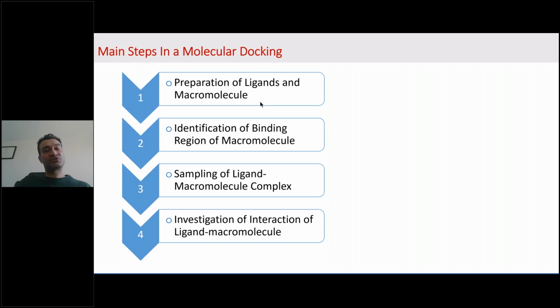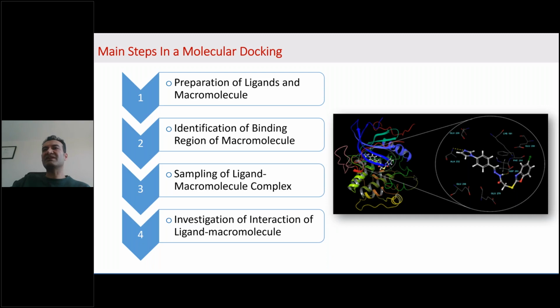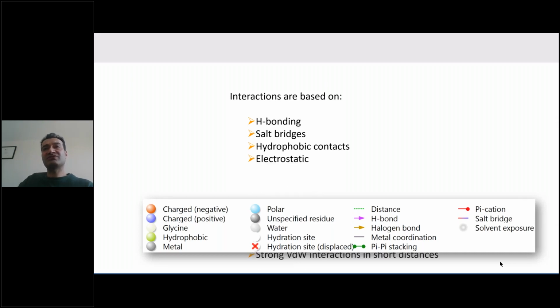And ligands also should be prepared for covering a large chemical space. You generate many conformations here. You consider the ionic states here, different ionic states. You consider tautomers here also. And then, of course, you have to identify the binding site of the protein. Then the software samples the ligand macromolecule complex. At the end, you have to analyze the results in 2D and also in 3D. Okay. All those interactions are based on hydrogen bonding, salt bridges, hydrophobic contacts, metal coordination, and many more interactions are considered here.